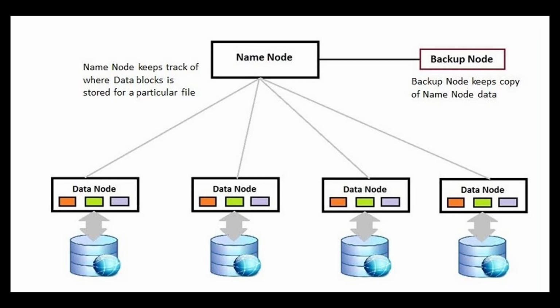A user who is trying to read or write data into HDFS first communicates with the name node, and the name node has the complete information: where this data is located, or if you are writing a file, where to write. All this information is given by the name node. And based on that information, the client can write into the data node directly.